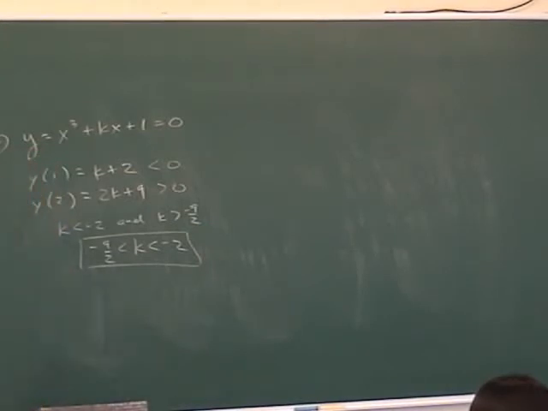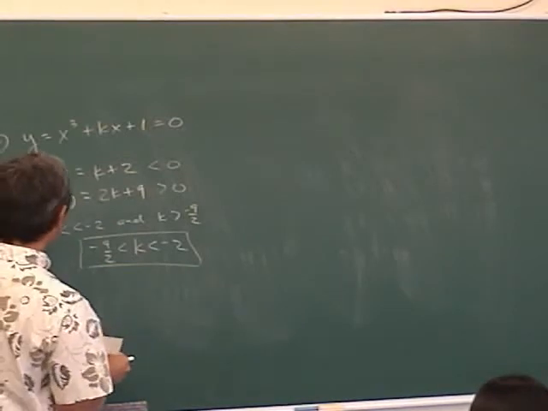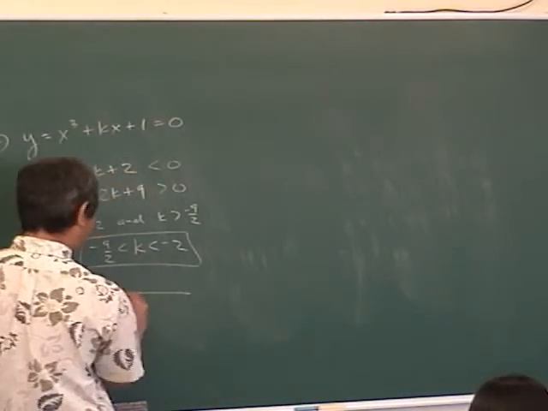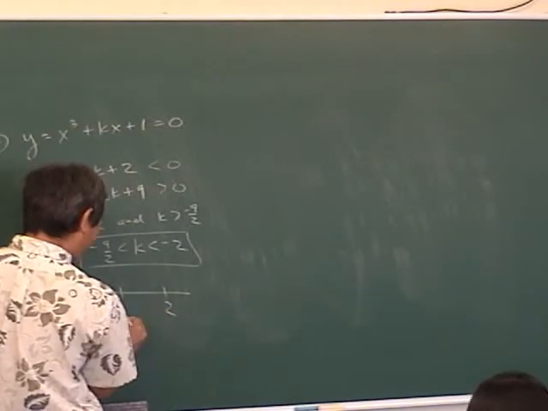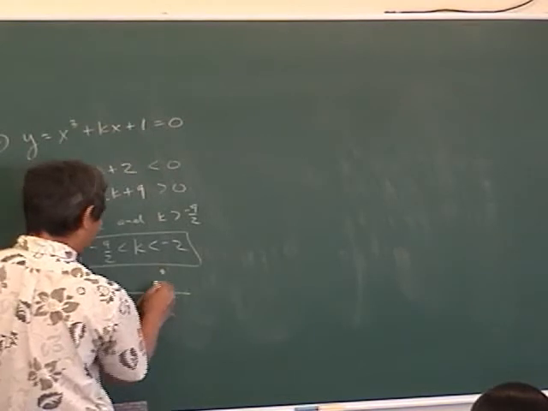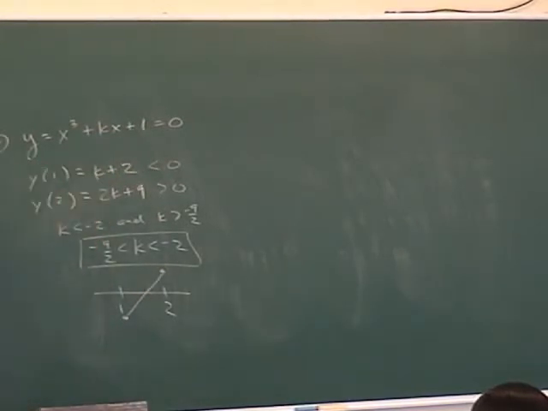So if k is any number between negative 9/2 and negative 2, then it's going to cross the x-axis somewhere between 1 and 2 because you have to go from negative to positive. Here, I'll draw the picture again. If the y-coordinate is negative here and positive there, to get from this point to this point, you're going to have to cross the x-axis somewhere in between. Okay, so number 4, number 5.